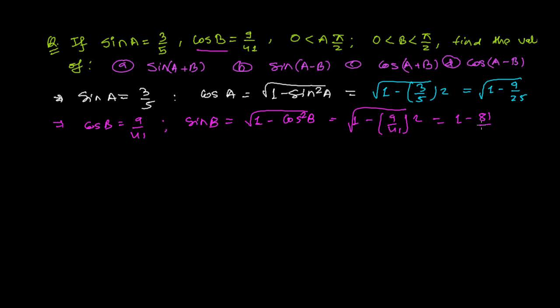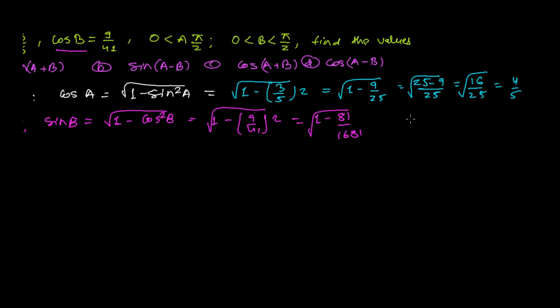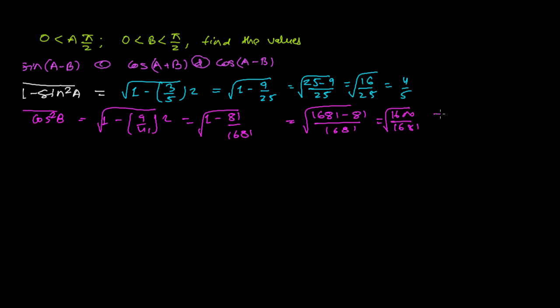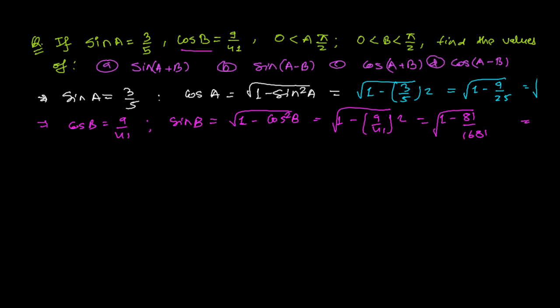For this I need to use the calculator. The square of 41 is 41 times 41, which gives 1681. So it's going to be 1681 minus 81, divided by 1681. Now let me subtract 81 from 1681. I get 1600, so 1600 over 1681. Finally, 1600 is the square of 40, and 1681 is the square of 41. So we got sine A, sine B, cos A, and cos B, everything.